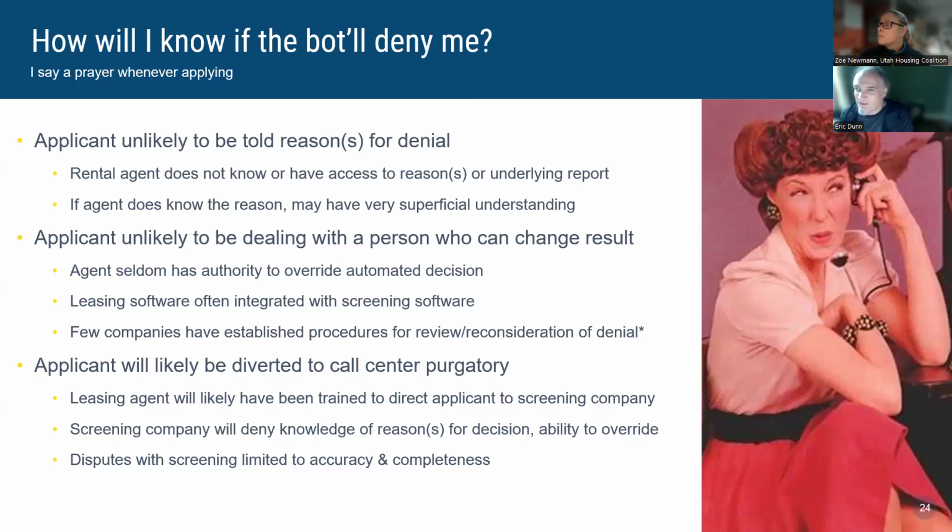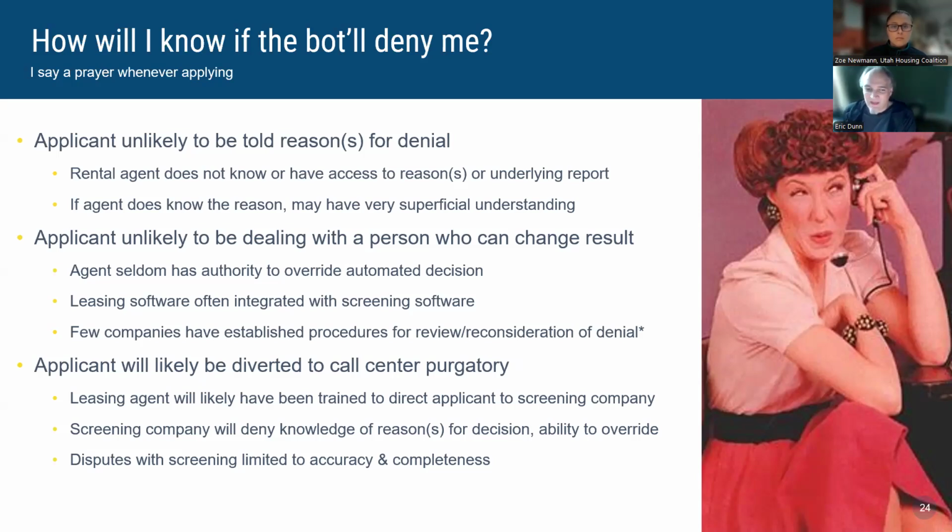Even if that person was willing to listen to the applicant, any information they might provide in response, a lot of times they don't really have the ability to change the result. Often, especially at the bigger corporate companies, they may have these integrated software platforms. So if you don't get a green flag on your screening report, then the leasing agent doesn't have the ability to open an account for you and print out a lease and go through the other steps to actually go through the rental process. So you're sort of steered back to the screening company. And then when you call the screening company, they'll say, well, we don't actually know why the landlord denied you. We just provide a recommendation, and they can follow it or not.